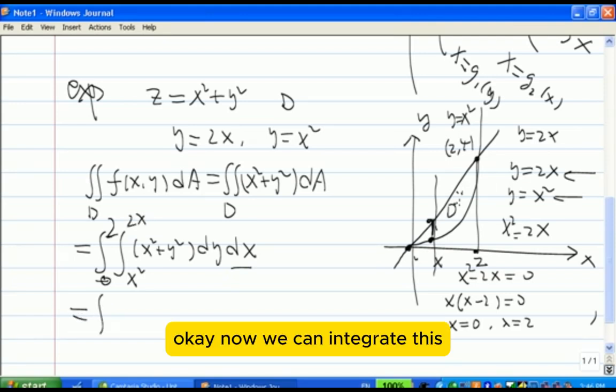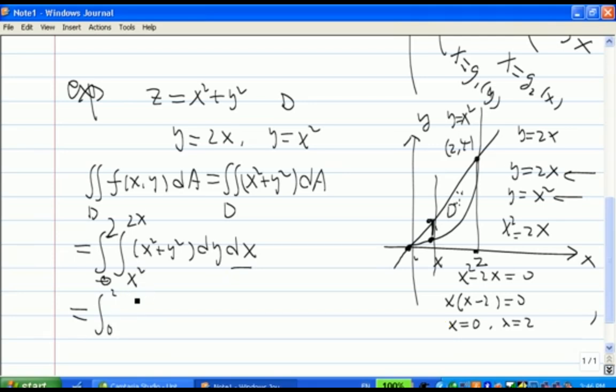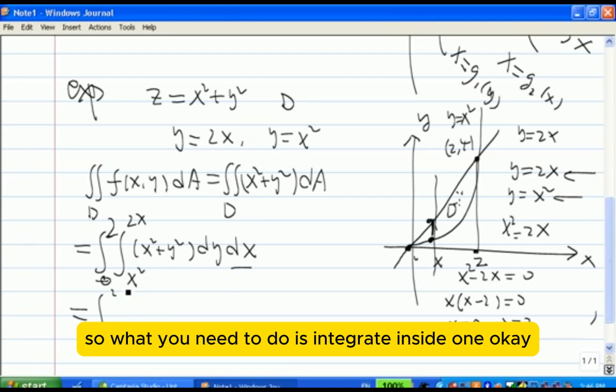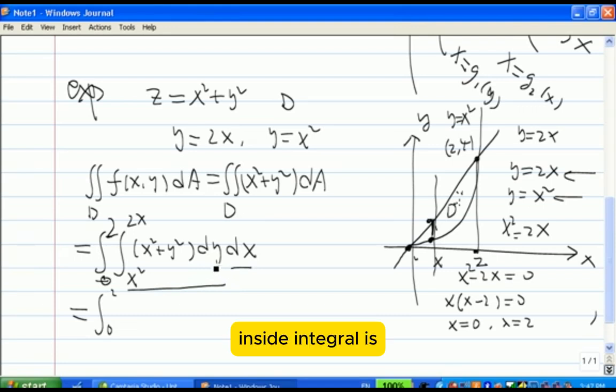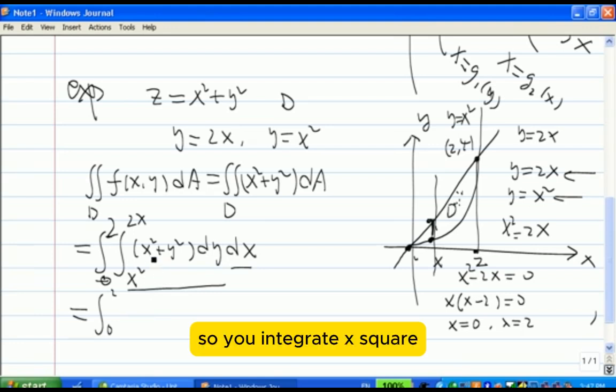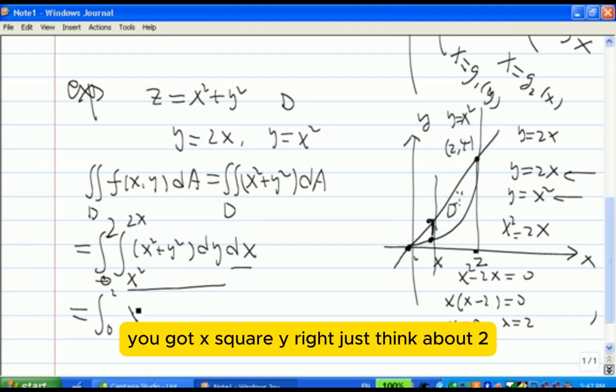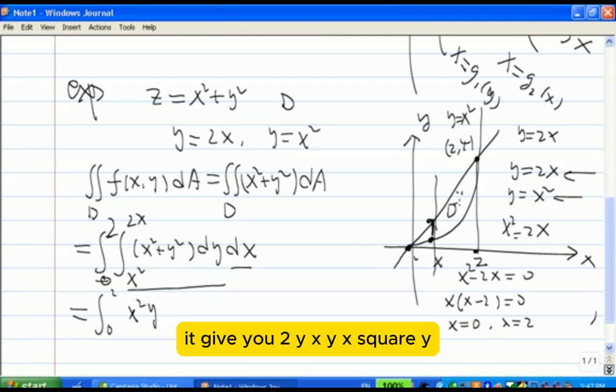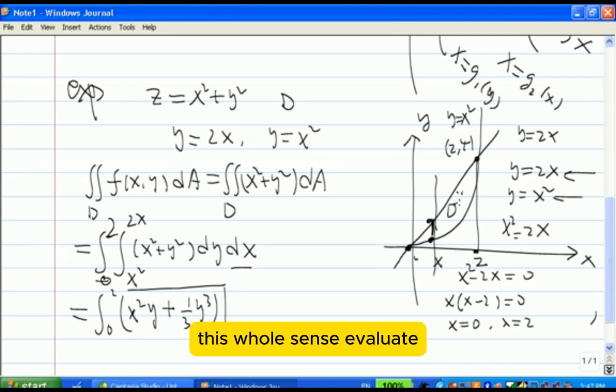Okay, now we can integrate this. What you need to do is integrate the inside one first. The inside integral is about y, so you treat x as a constant. You integrate x squared, you get x squared y. Integrating 2 gives you 2y. So x squared y, then plus 1/3 y to the third. This whole thing is evaluated at x squared and 2x, then dx.